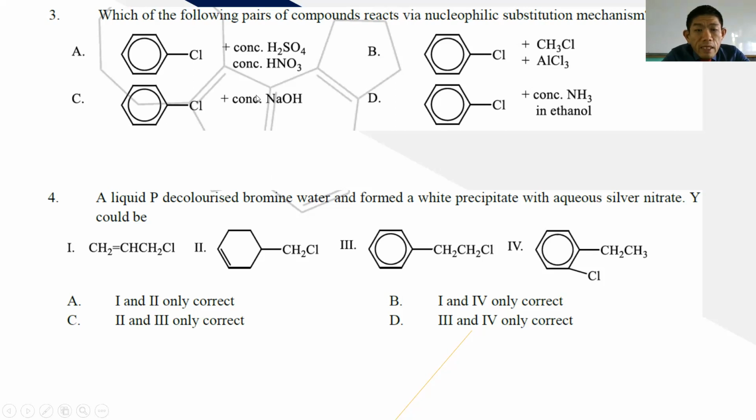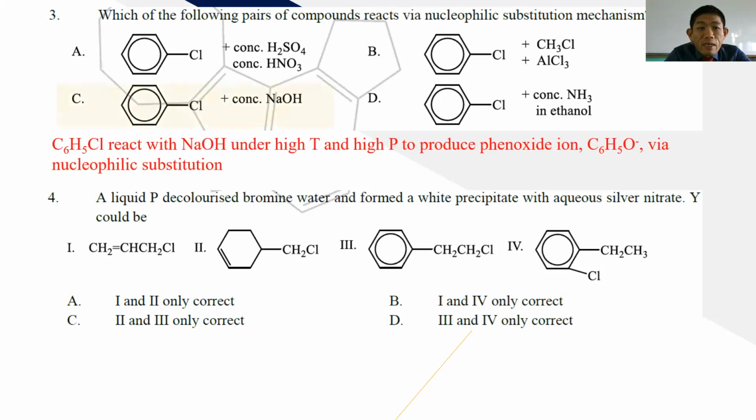As for C in here, when you react with concentrated sodium hydroxide, it can still undergo a nucleophilic substitution reaction, but you require a very extreme condition, which is high temperature, high pressure. However, in here, it doesn't really state that, so C might be the answer. And then D, concentrated NH3 in ethanol, is maybe also correct, but because ammonia is a very weak nucleophile, it is kind of impossible for the substitution of the chlorobenzene. So that is why D is not the best answer compared to C. So in here, C is still the best answer.